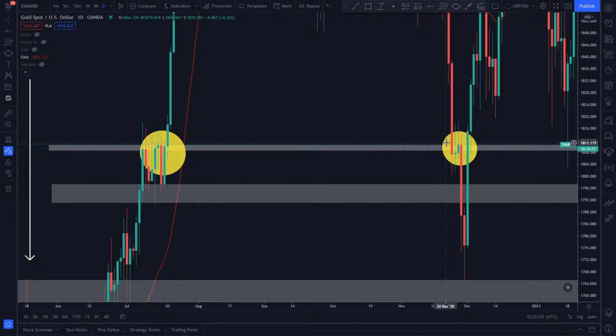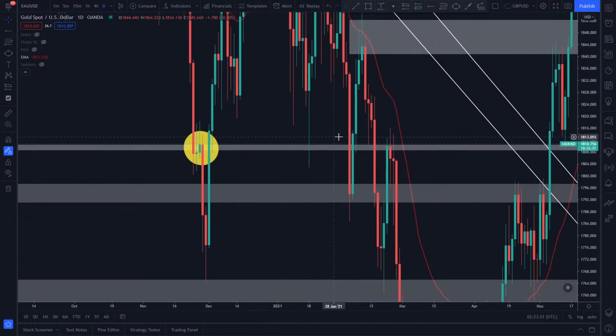So in my brain, I know that, okay, this is a strong area that gold reacts to, because it reacted to it twice in a row, where it created multiple wicks and that structure.